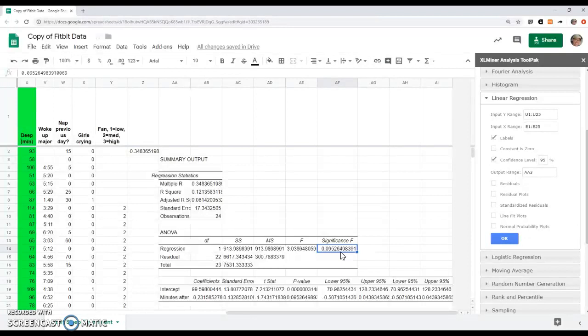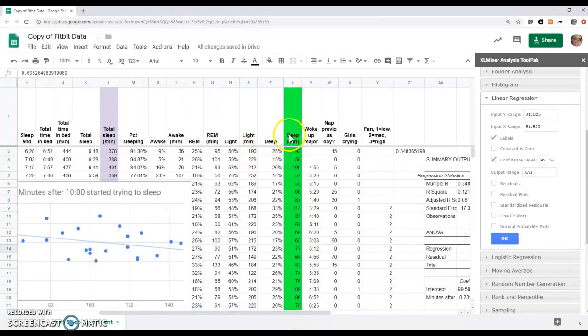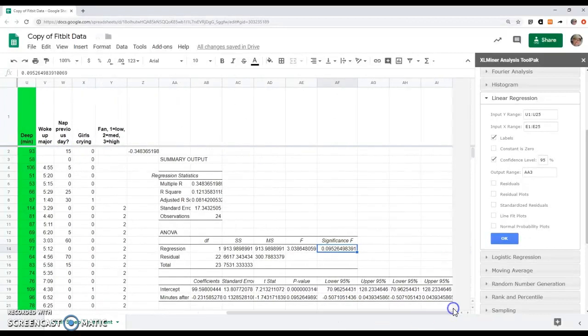The lower the p-value, the more evidence against the null hypothesis. But what's the null hypothesis in this case? Remember, null means nothing. So in this case, there would be no relationship between my deep sleep and the time that I go to bed. Those two have absolutely no connection with each other whatsoever. That's my null hypothesis. The lower this number is, the more evidence I have against that null hypothesis. And as you can see here, I would not have a statistically significant result.